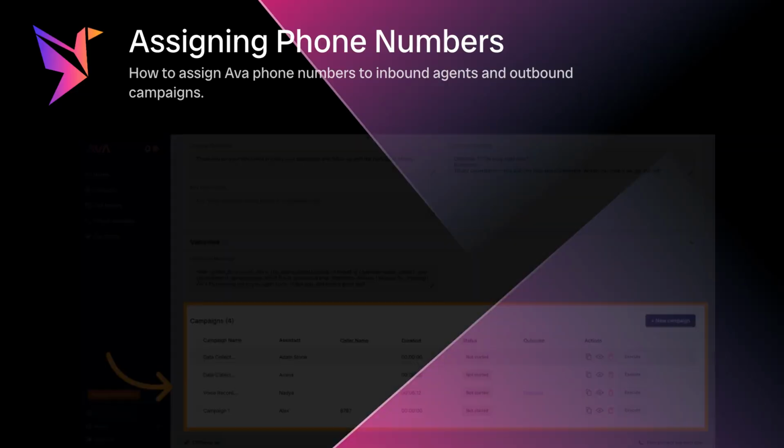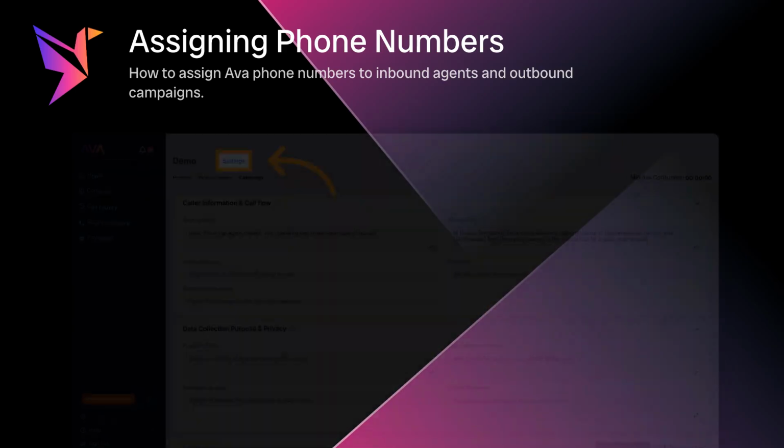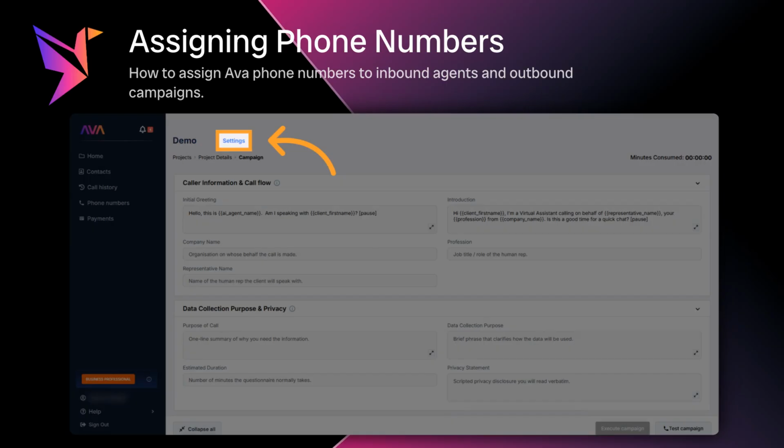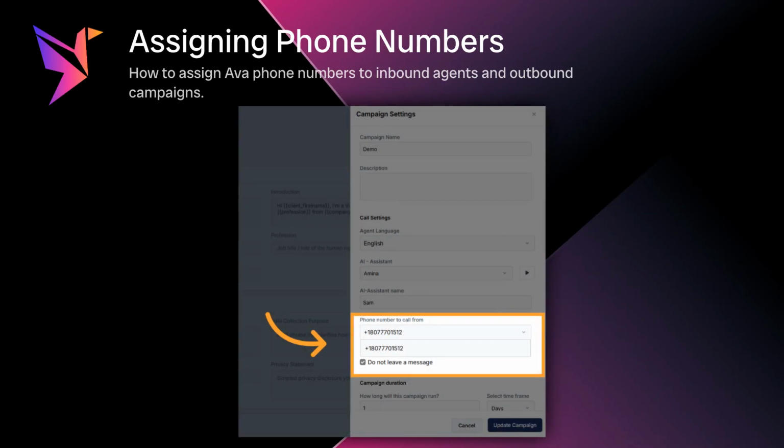For outbound projects, open the campaign view inside one of your projects. As a reminder, that means going into one of your outbound projects and scrolling down to the list of campaigns associated to that project. Selecting one of those campaigns takes you to its configurations. Inside the selected campaign, click the settings icon in the top left. A side panel with the campaign settings will pop up, and inside it you will find a call settings section. Choose the number you want to use by selecting it inside the phone number to call from field.